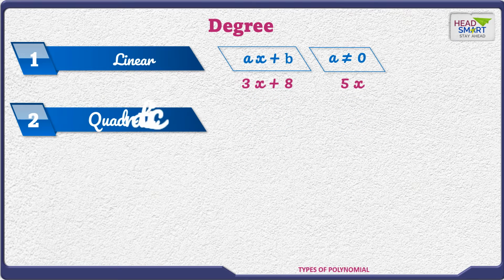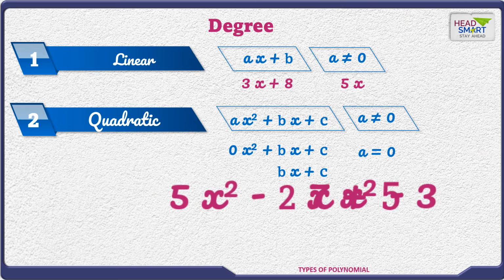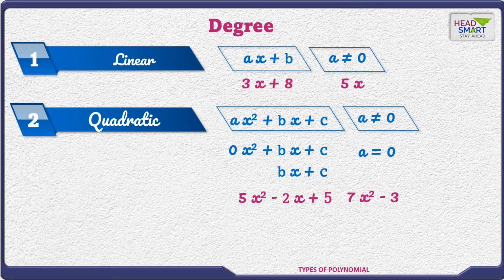A polynomial with degree 2 is called quadratic polynomial. Its general form is ax squared plus bx plus c. And once again, a should not be 0. Because if a is 0, then this expression will become a linear polynomial. These are some of the examples.